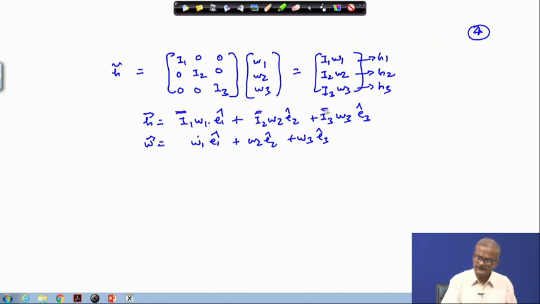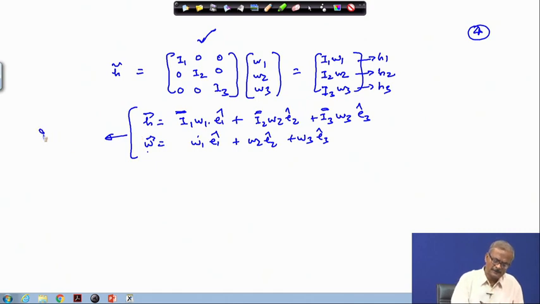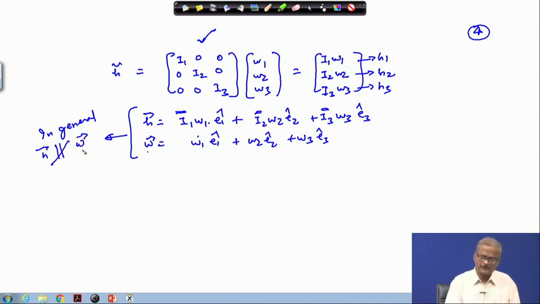So, even if you consider an inertia matrix where the off diagonal terms are 0, in that case h and omega in general are not parallel. In general, h is not parallel to omega. So, what can be the situation where h and omega are parallel? If h and omega are parallel, you should be able to show it like this.